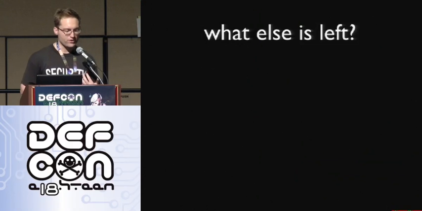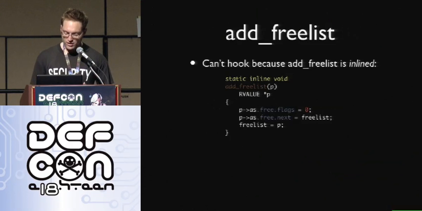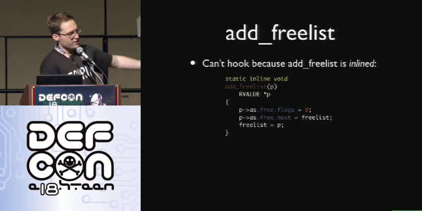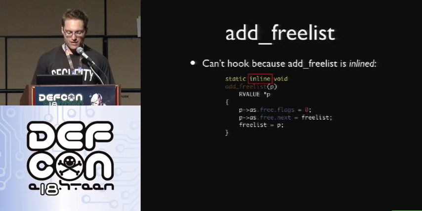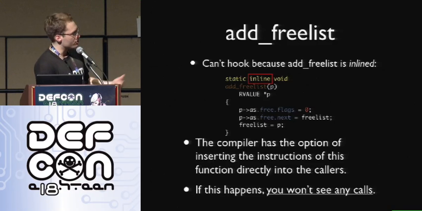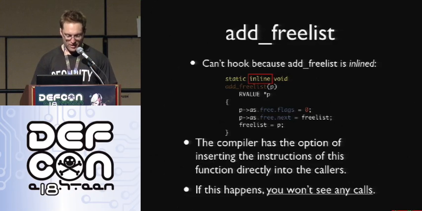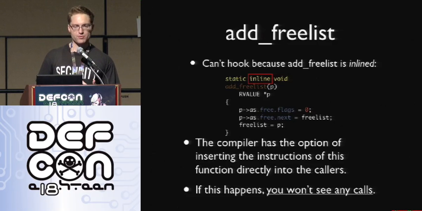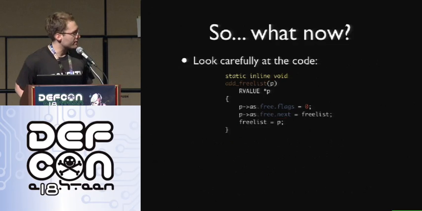Okay, so we know how to hook two types of functions, but there's a third type that also matters, inline functions. And this is actually really tricky. There's a function that I needed to hook to build this memory profiler called add freelist. But the problem with trying to hook add freelist is that it's marked as inline, which means that the compiler has the option of inserting the instructions for this function directly into whoever is calling this function. So if that happens, you won't actually see any explicit call instructions in your binary. So what do we do now? Are we jacked, or is there a way around this?